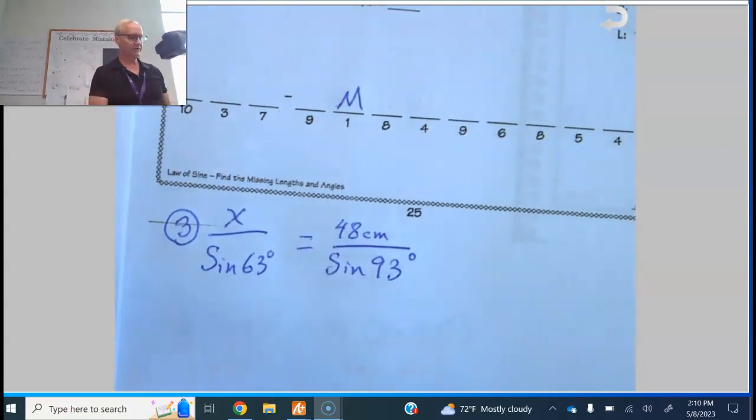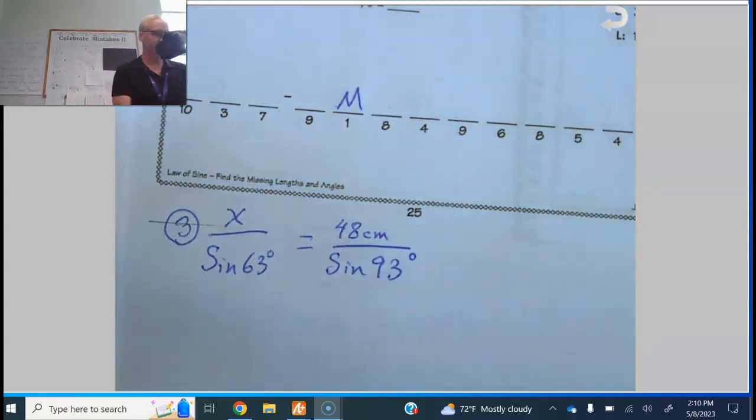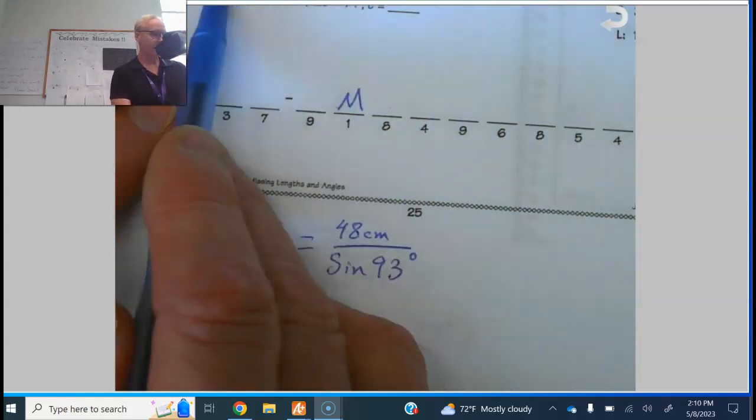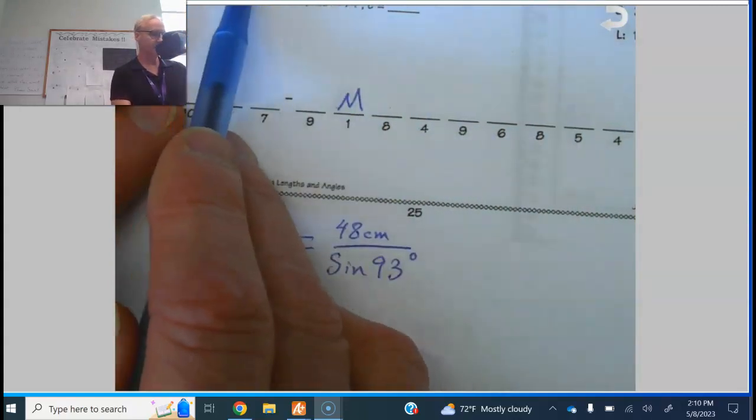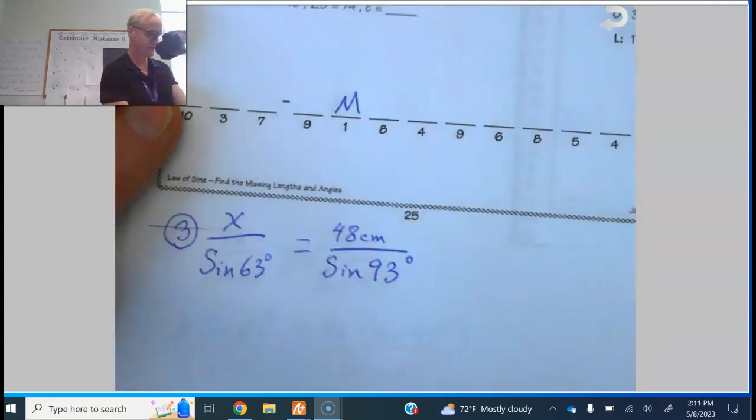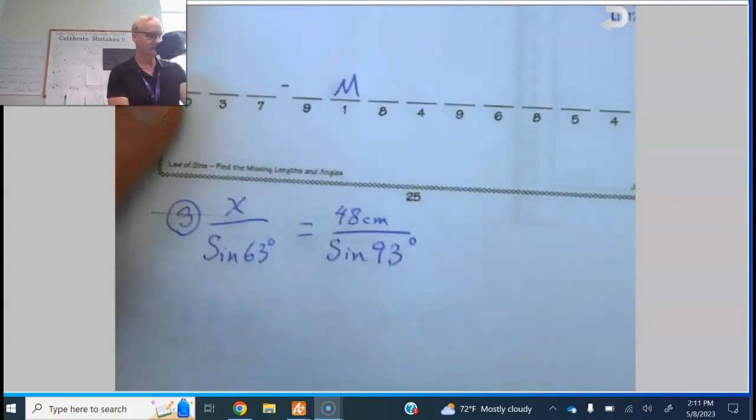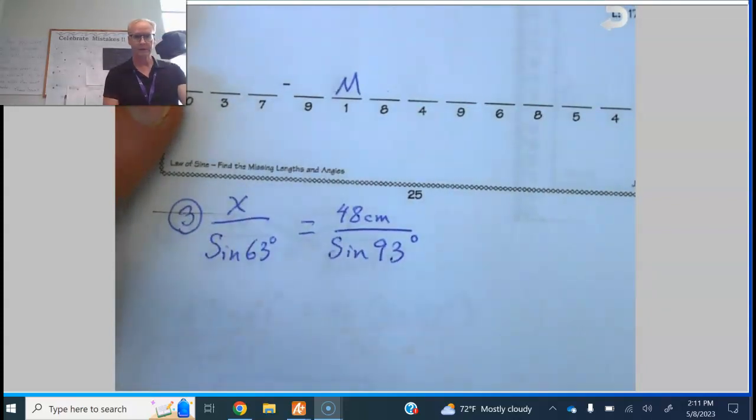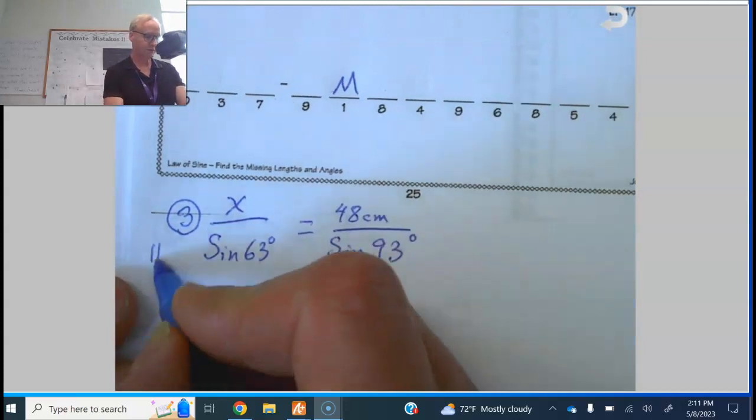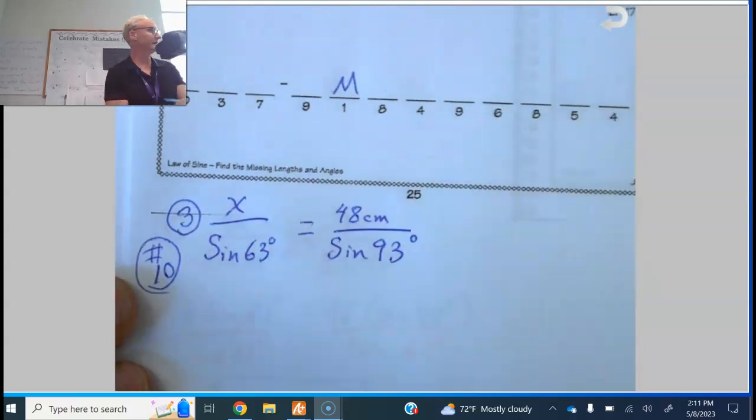For number 4, 5, 6, 7, and 8, they all work out really easily. They're almost all like these. Number 9 requires that you find the angle A and then use it to find angle C. And then number 10 is like number 3. It's a lot like this problem. So I'm just going to put a little number 10 right there. It's kind of like that.